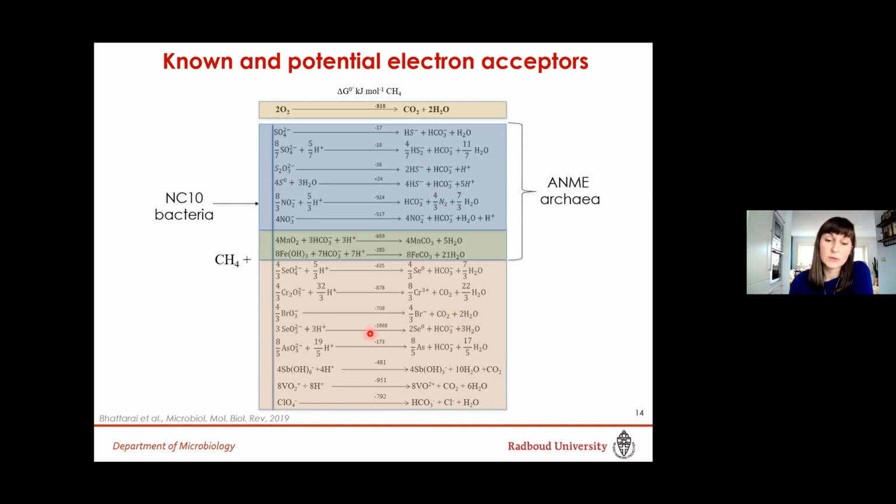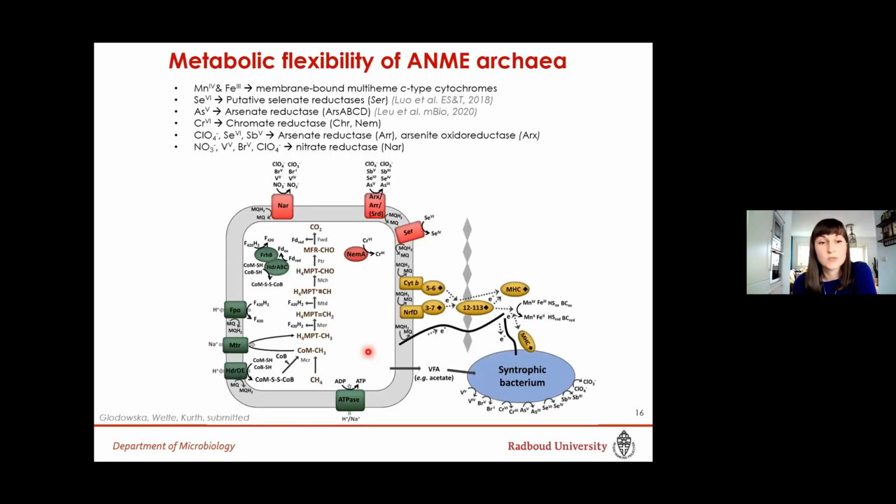There are some preliminary studies already published that indeed show that likely these elements can serve as electron acceptors for anaerobic methane oxidation. However, these processes are still very elusive. We don't know what the mechanisms are, what the microorganisms involved are, and so this is something that I'm quite interested in right now. At the beginning of this year, this month, we submitted a review article in which we explored the genetic potential of ANME archaea to use these various metals and metalloids as electron acceptors.